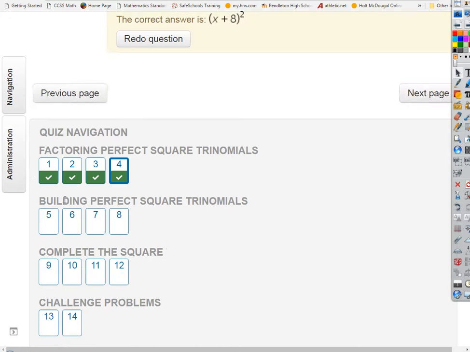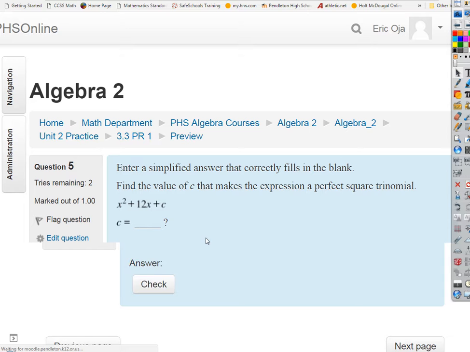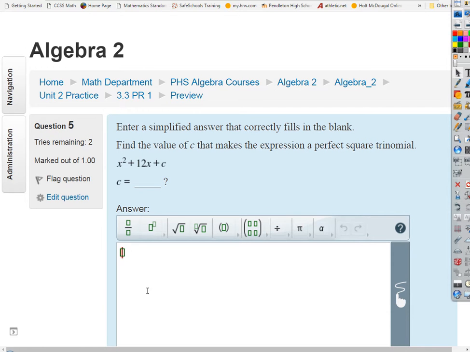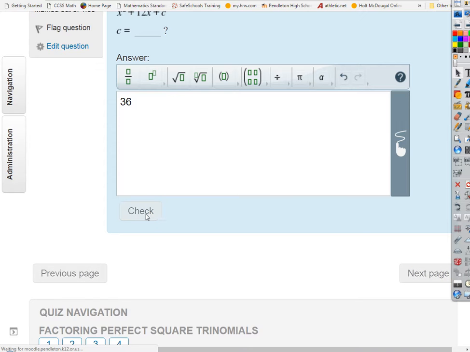There it is. Okay, so the next bunch of problems, they want you now to start with the terms x squared plus 12x and add the correct number that would make that a perfect square trinomial. So we know the recipe for that is half of b squared is the number I would add. So if b is 12, half of b is 6, and 6 squared is 36. So c should equal 36.